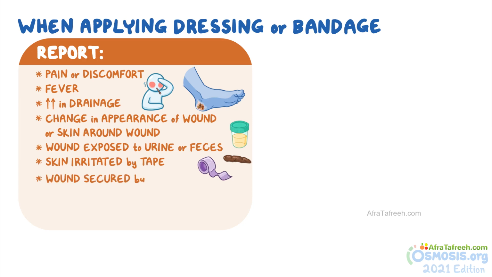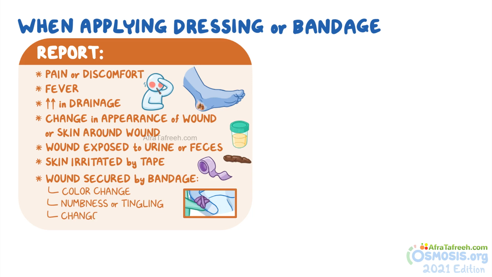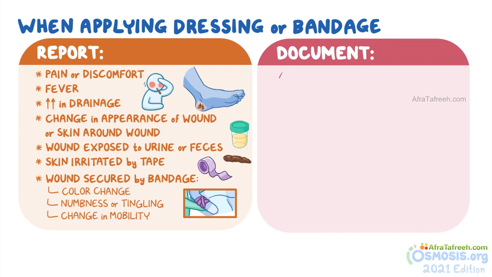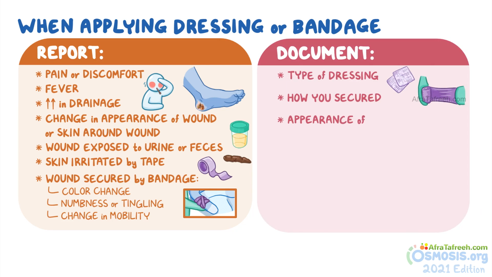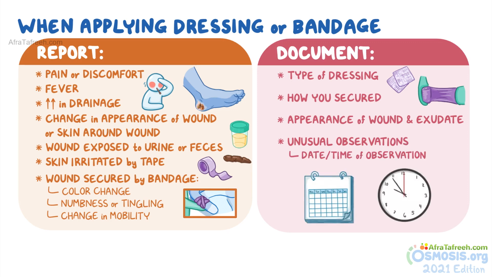For a wound secured by a bandage, let the nurse know if you notice any color change in the skin, complaints of numbness or tingling, or change in the mobility of the extremity where the bandage is wrapped. Document the type of dressing you applied, how you secured the dressing, the appearance of the wound and exudate, and any unusual observations about the wound, along with the date and time of your observations.